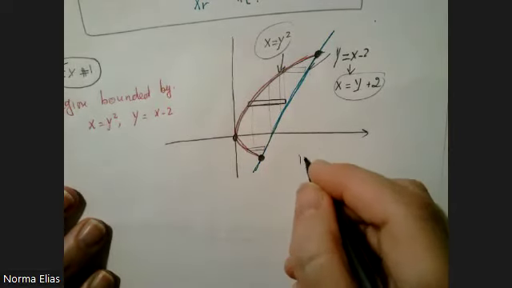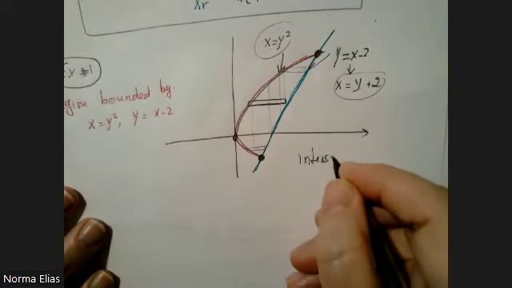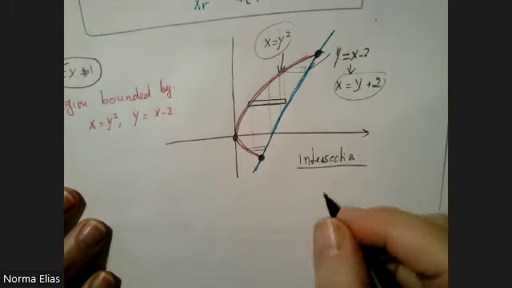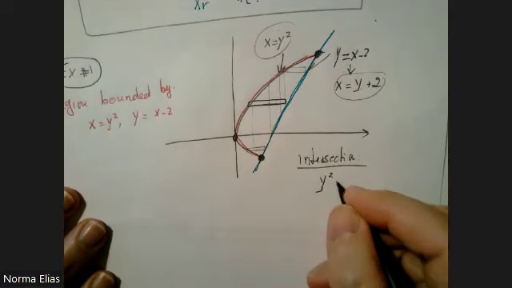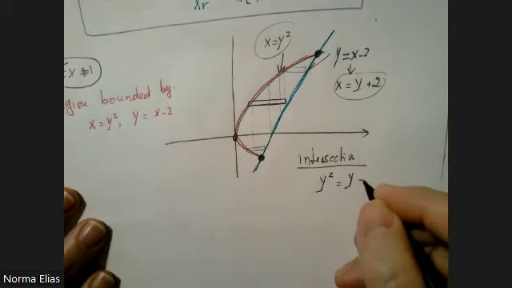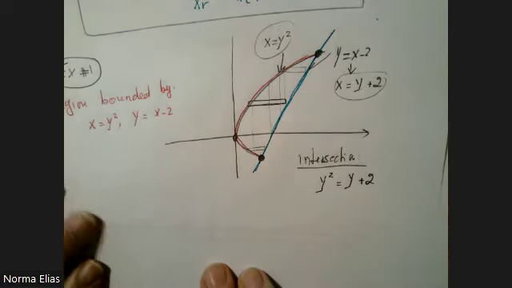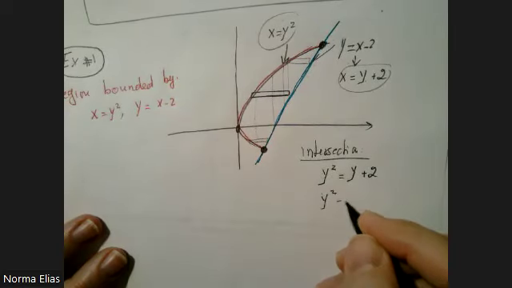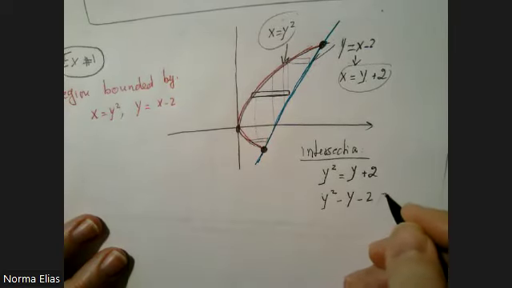So the intersection point, I'm going to set the x's equal. It means I set y squared equal y plus 2 instead of setting the y's equal. And now the rest is verbatim what I did yesterday, what we solved.